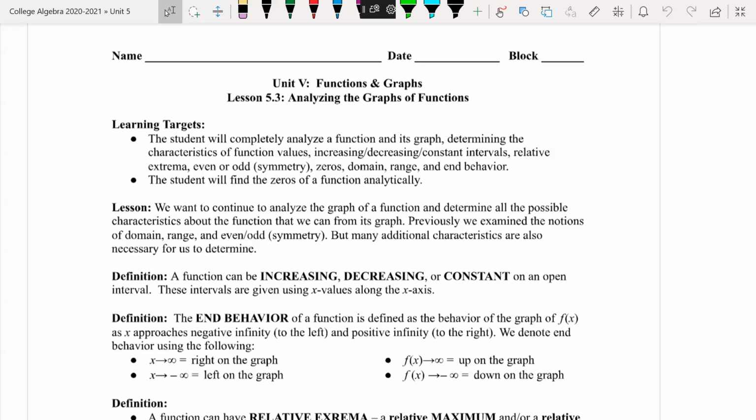So today is more about analyzing the graphs of functions. So there's some key terms that go into this. I'm going to start right here with the definition. A function can be increasing, decreasing, or constant on an open interval. These intervals are given using the x values along the x-axis. So that's really important that we're using the x values along the x-axis.